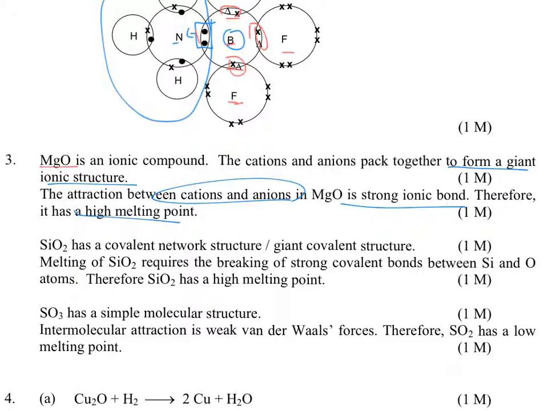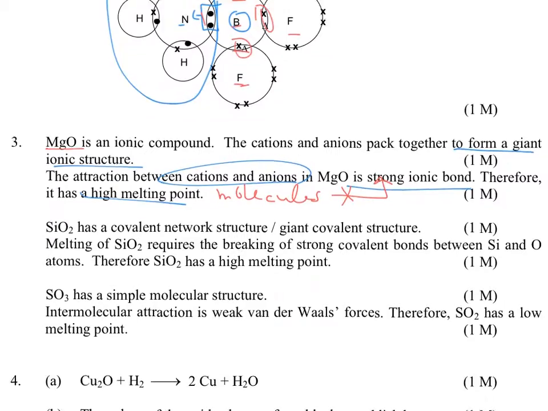And when I mark your papers, I find that some of you still have a misconception. They write down between the molecules with strong ionic bond. This is totally wrong, because ionic bond should be the electrostatic attraction between oppositely charged ions. Only ions can have ionic bond. So please bear in mind.